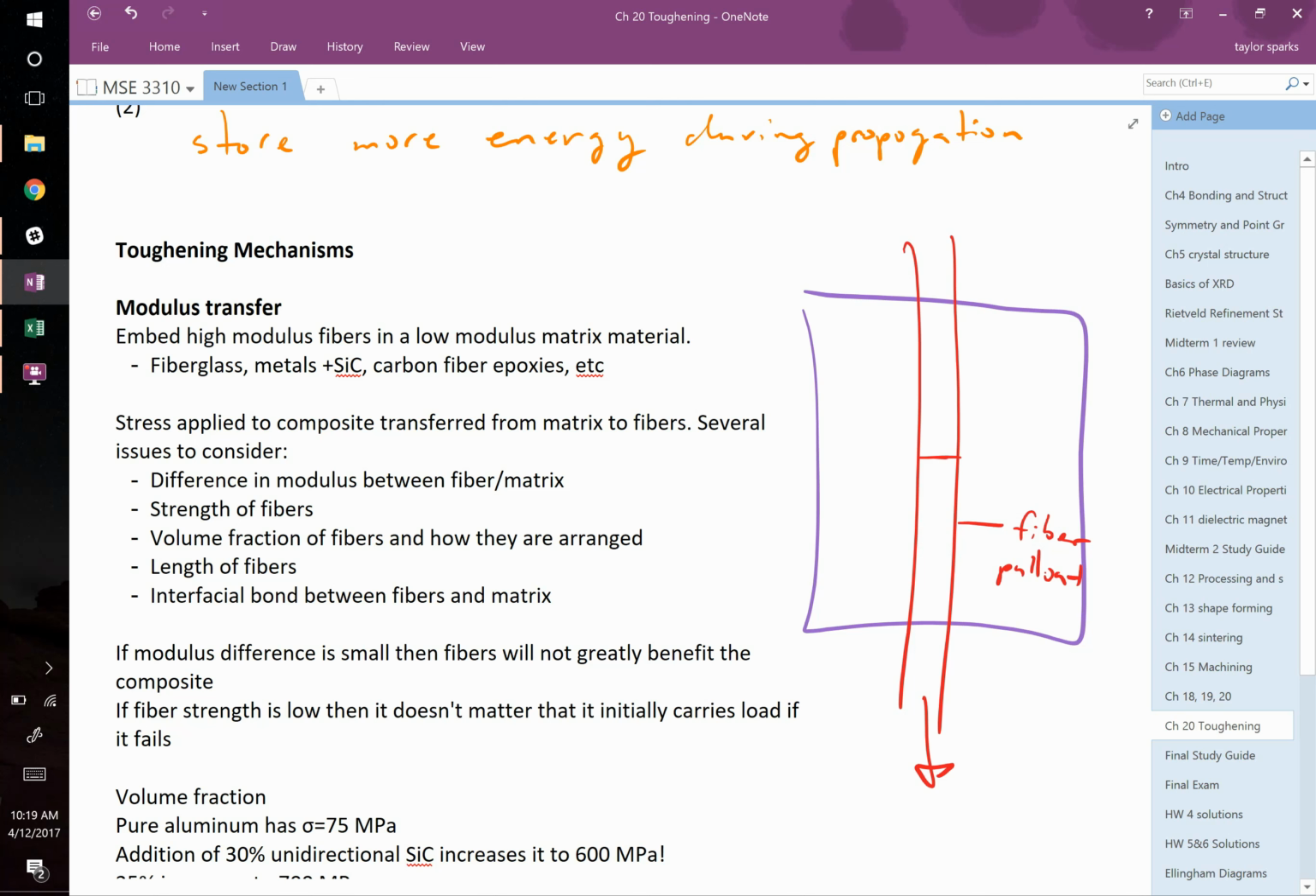So there's lots of examples of this. We do it all the time. Fiberglass. Fiberglass is epoxy. What's the modulus of epoxy?